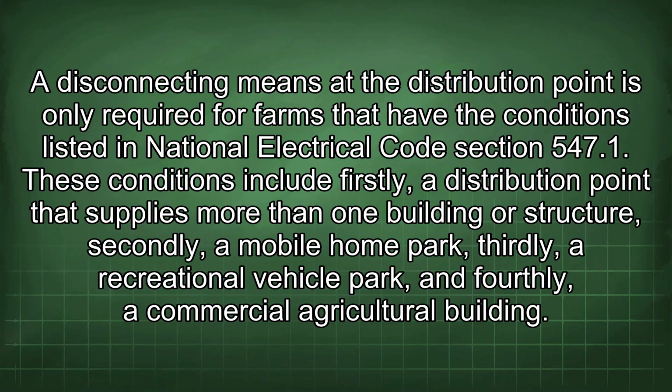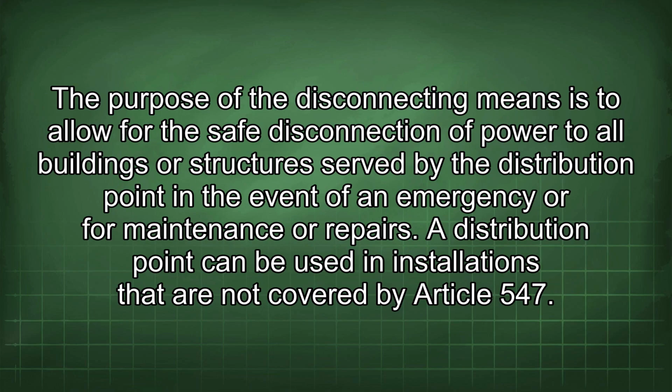A disconnecting means at the distribution point is only required for farms that have the conditions listed in National Electrical Code section 547.1. These conditions include, firstly, a distribution point that supplies more than one building or structure; secondly, a mobile home park; thirdly, a recreational vehicle park; and fourthly, a commercial agricultural building. The purpose of the disconnecting means is to allow for the safe disconnection of power to all buildings or structures served by the distribution point in the event of an emergency or for maintenance or repairs.